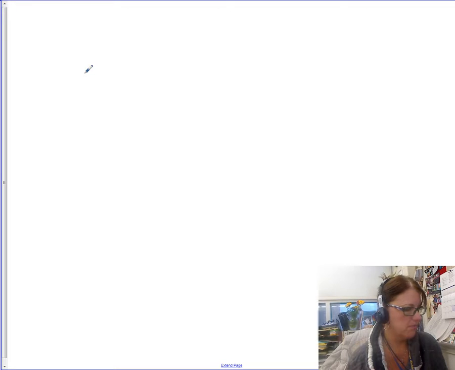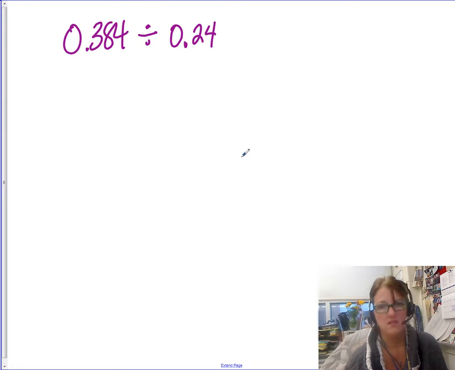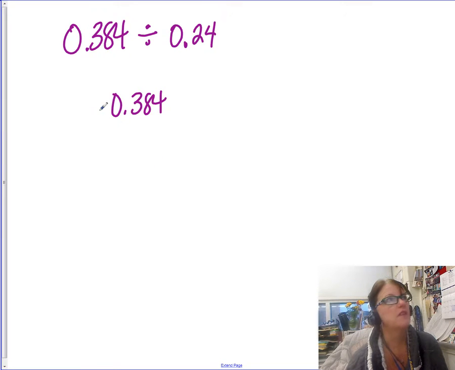The next problem says 384 thousandths divided by 24 hundredths. Oh, my stars. Okay, fear not. Let's just press through this a little bit. I personally, in my head, can't even begin to estimate this. Let's first of all write it as a long division problem. Okay, the first number divided by 24 hundredths.